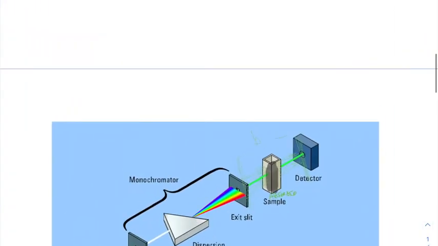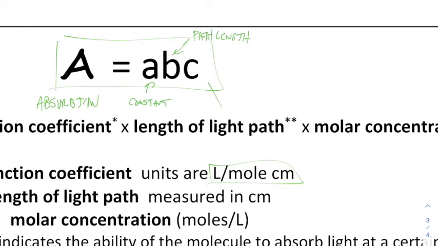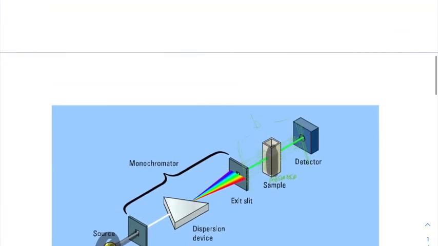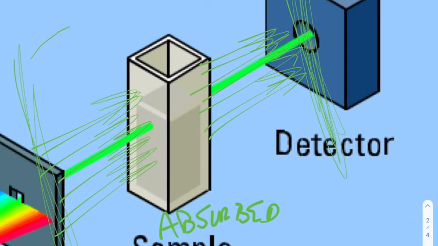That's your path length, and it's usually listed in centimeters. And then finally, C is the important one. That's concentration, and concentration is in molarity. So again, molarity tells us how much stuff is actually dissolved in your sample.